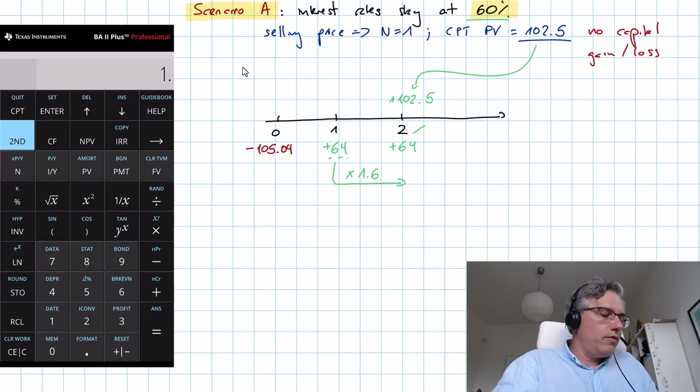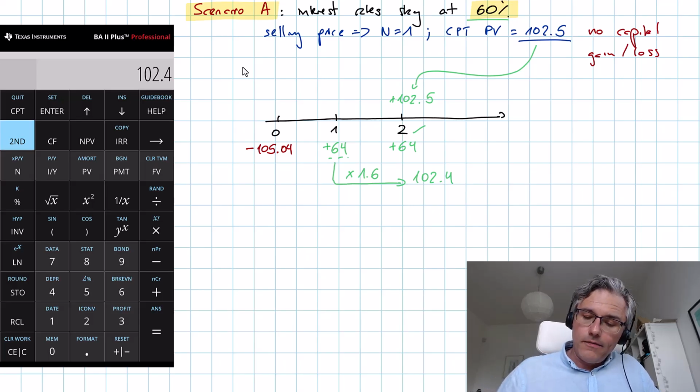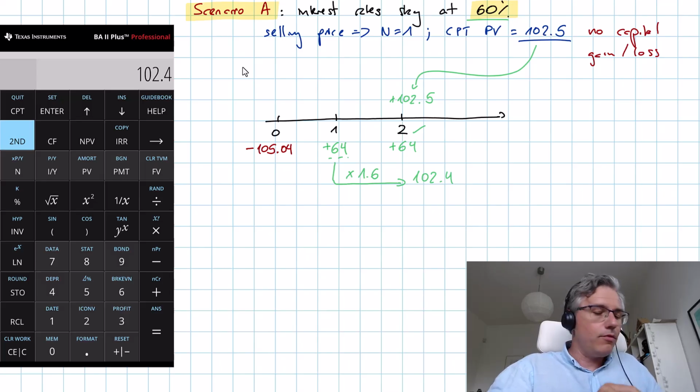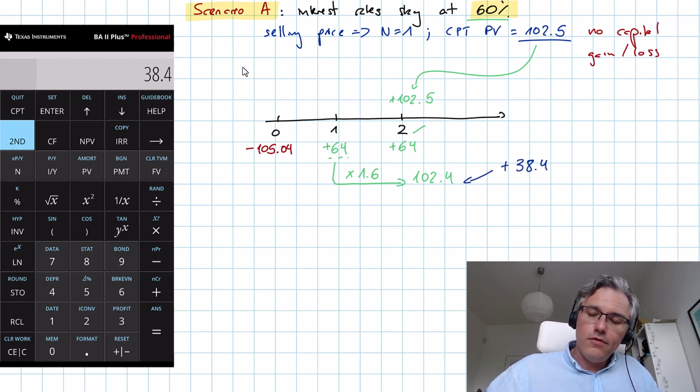So let's do this on the calculator. 64 times 1.6 gives a pretty impressive 102.4. Now, let's just see how much gain there is from the reinvestment. 102.4 minus the original 64 gives 38.4 from the reinvestment of the coupon from year 1.